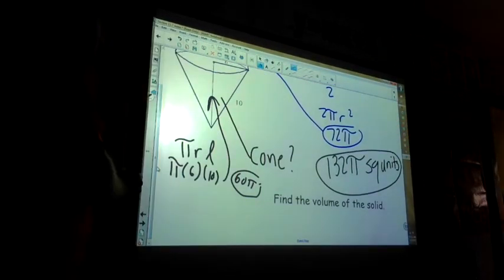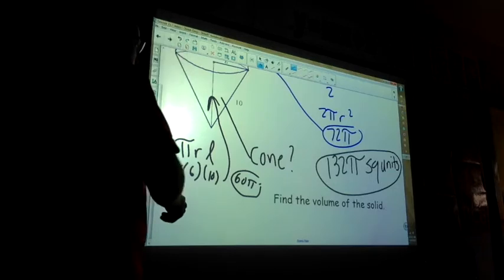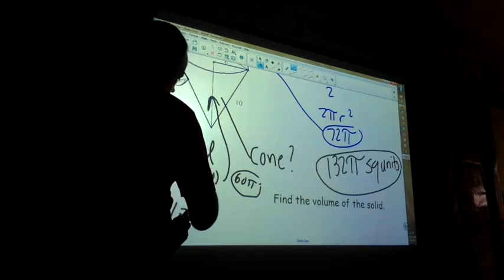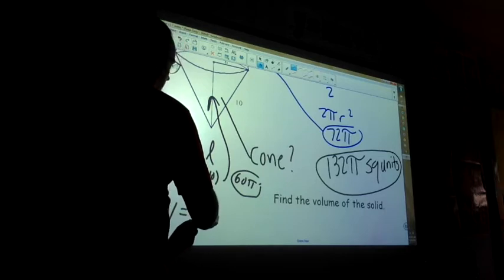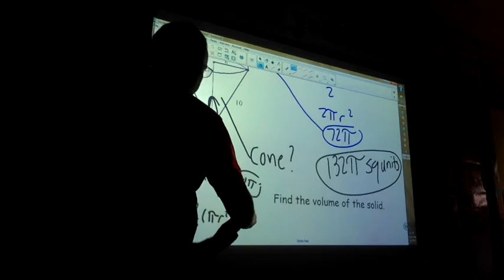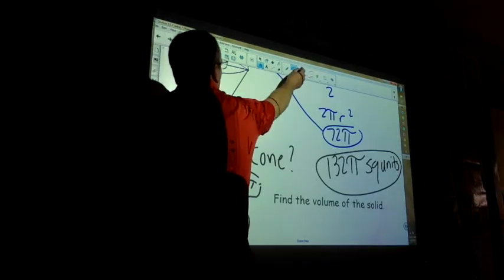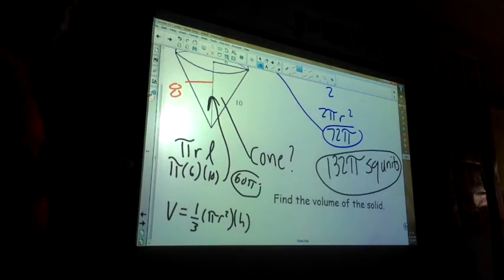So find the volume of the solid. Oh my goodness, find the volume of the solid. So the volume of the cone is 1/3 area of the base. Base is pi r squared times the height. Do I know the height? Well, it should be 8 because that's my 3, 4, 5 doubled, right?